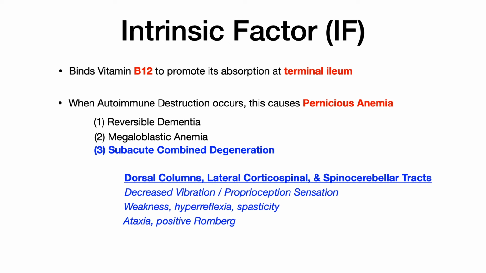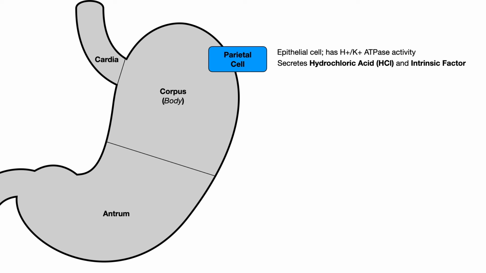So that's intrinsic factor. Takeaway here, again, the parietal cell makes both the HCl, which is there for digestion and immunity, and intrinsic factor, which is there to help B12 get absorbed. Now let's talk about the chief cells. Chief cells secrete pepsin.